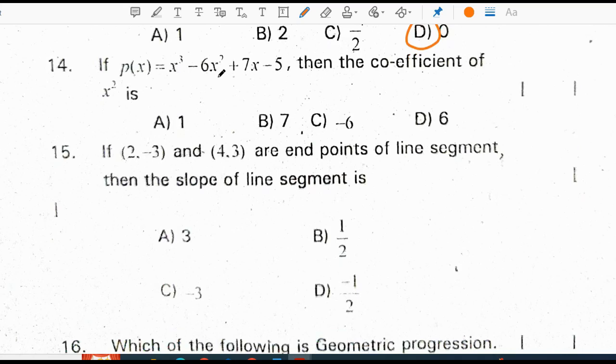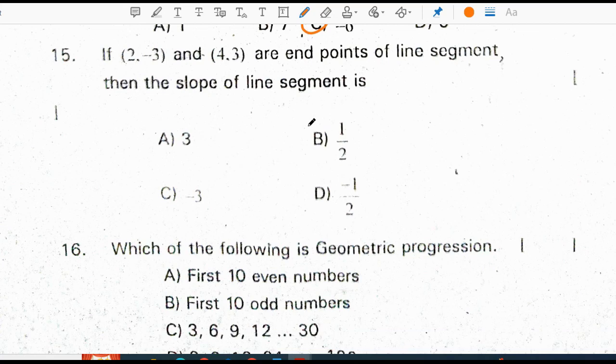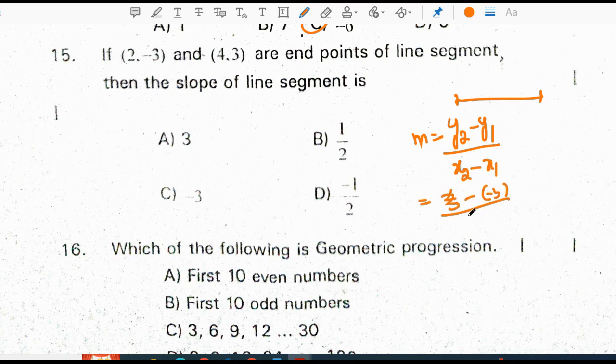If P of x is equal to x cube minus 6x square plus 7x minus 5, then the quotient of x square is minus 6. Correct option is C. 2, minus 3 and 4, 3 are endpoints of a line segment. Then the slope of the line is given by the formula m is equal to y2 minus y1 by x2 minus x1. So y2 is 3, minus y1 is minus of minus 3, by x2 is 4, x1 is 2. So 3 plus 3 by 2 is 6 by 2 is 3. Correct option is A.